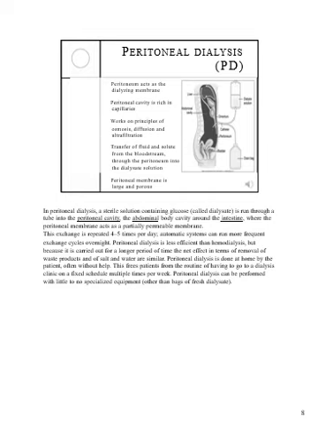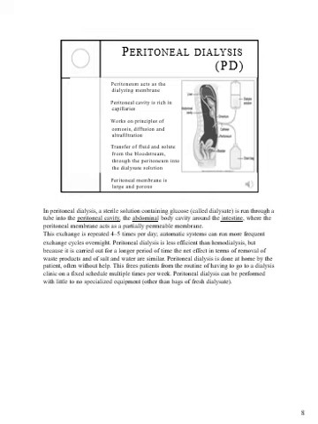This exchange is repeated 4 to 5 times per day. Automatic systems can run more frequent exchange cycles overnight. Peritoneal dialysis is less efficient than hemodialysis, but because it is carried out for a longer period of time, the net effect in terms of removal of waste products and of salt and water is similar.